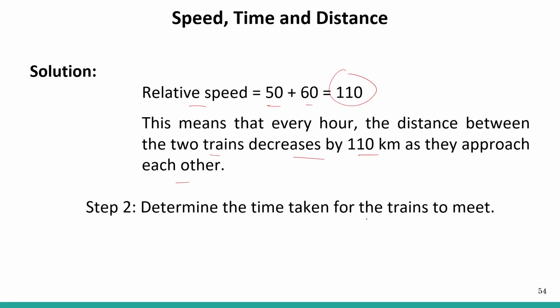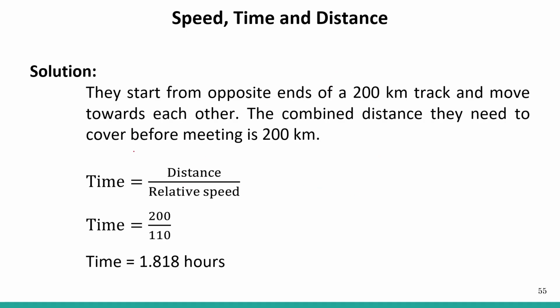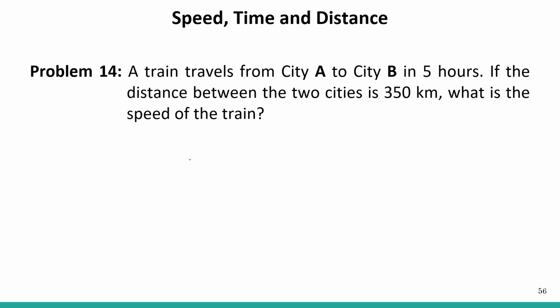So determine the time taken for the trains to meet. So time will be what? Distance by speed. So 200 by 110 is equal to what? 20 by 11. So it will be 1.818 hours approximately.